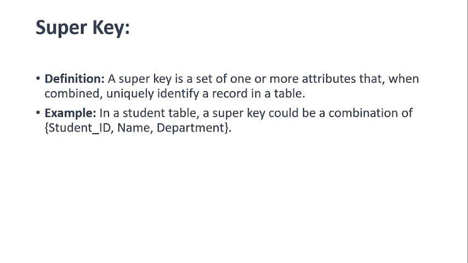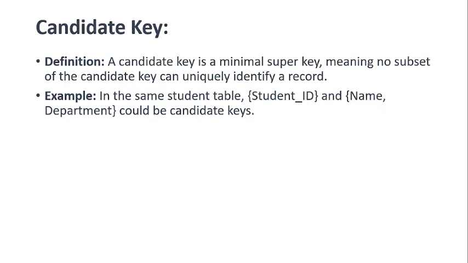Okay, in example you can see that there is a student table. In the student table we have some of the field names called student ID, name and department. So the combination of these three things will be uniquely identifying a record inside a table, and that key is known as super key. The second key that I am going to discuss here is candidate key.